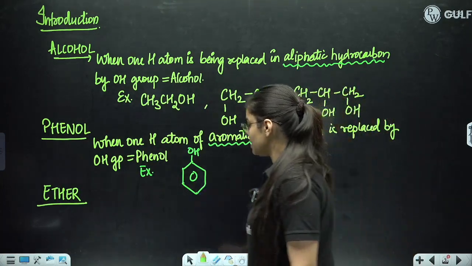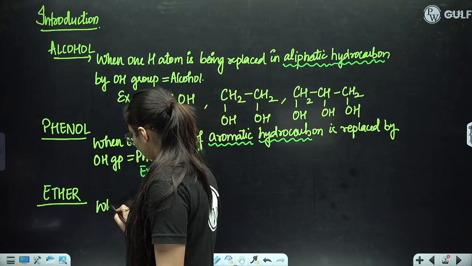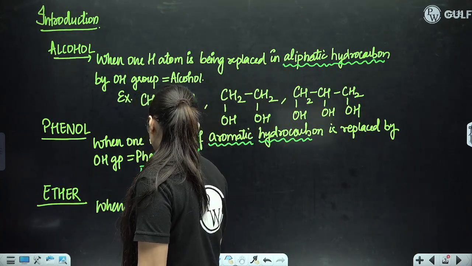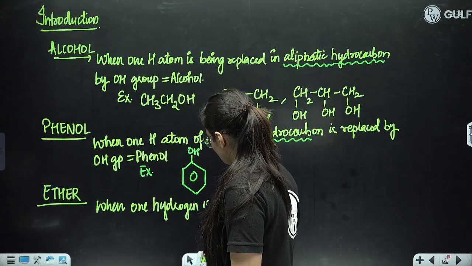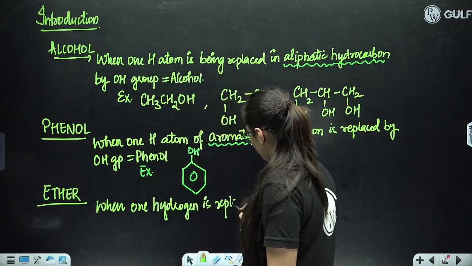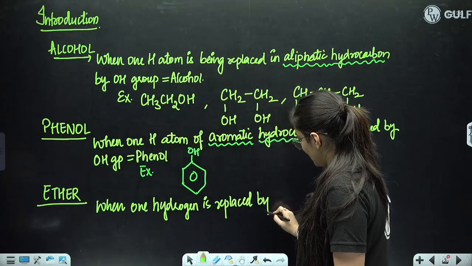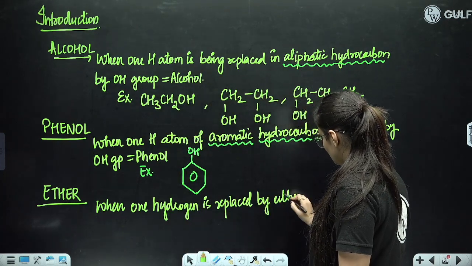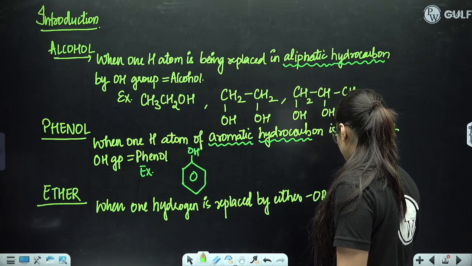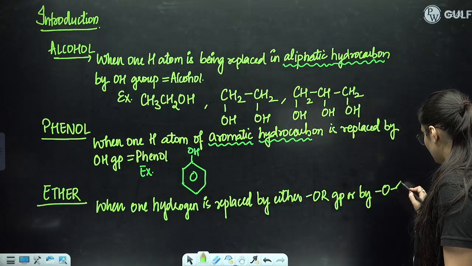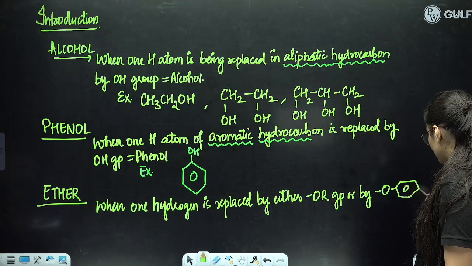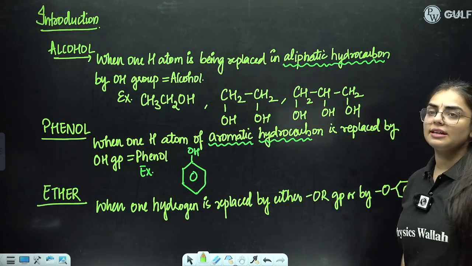Sorry. What is ether? When one hydrogen atom is replaced by either an OR group or by O and then your aromatic ring group, it is basically an ether.